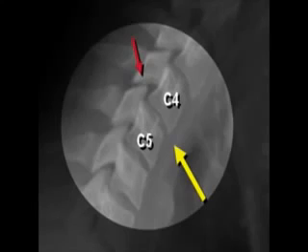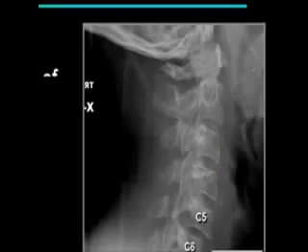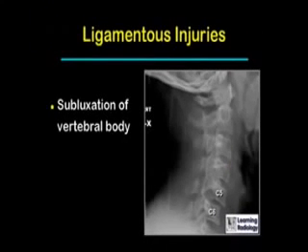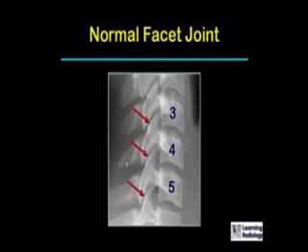This is an example of a ligamentous injury. You can see that C4 is slightly forward on C5, and the red arrow is pointing to the fact that the facet of C4 is slightly forward on the superior articulating facet of C5. There may be subluxation of the vertebral body, and there may be perched or locked facets.